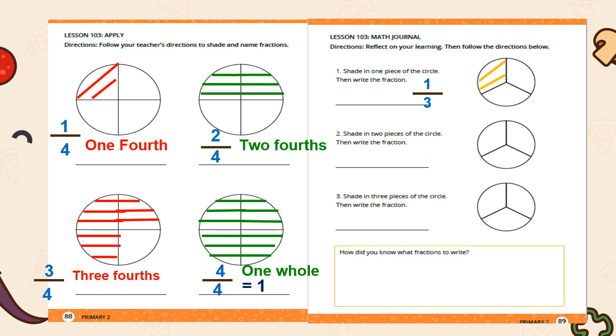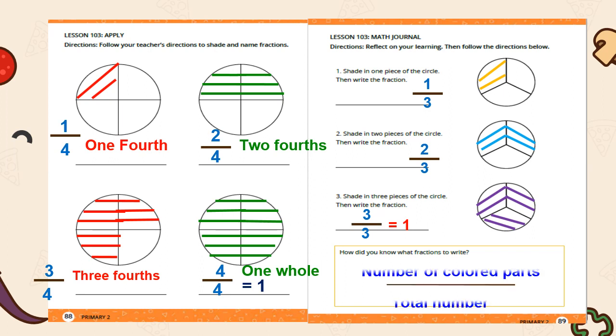Number 2, shade 2 pieces. We are going to shade. So the numerator is 2 and the denominator is 3: 2/3. Number 3, shade 3 pieces. We are going to shade 3 pieces. So the numerator is 3/3 equals 1. How do you know what fractions to write? We said before that the rule of the fraction is the number of colored parts over the total number.